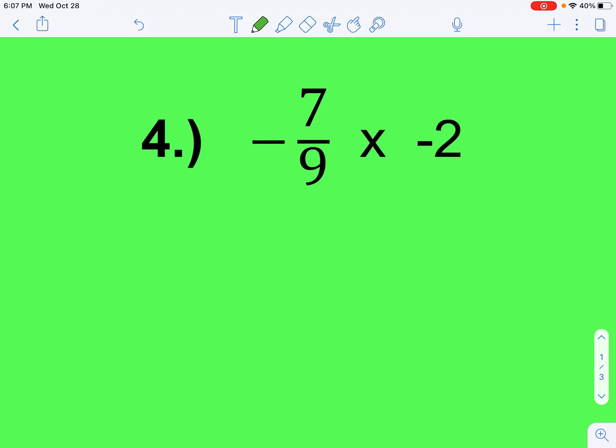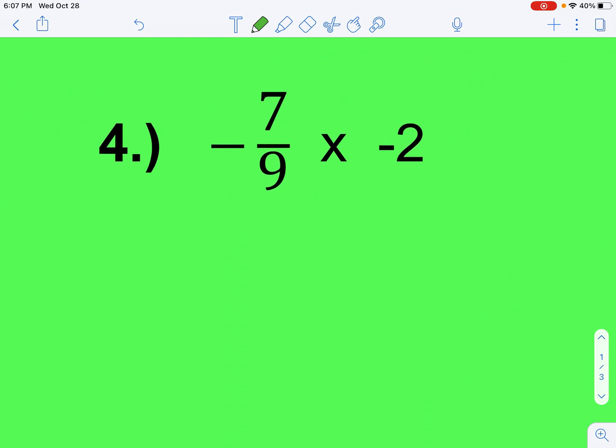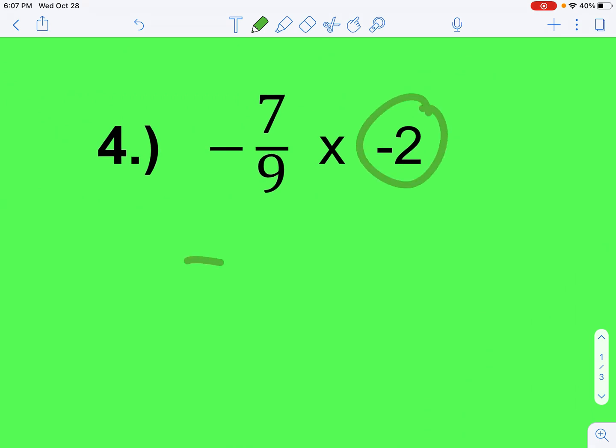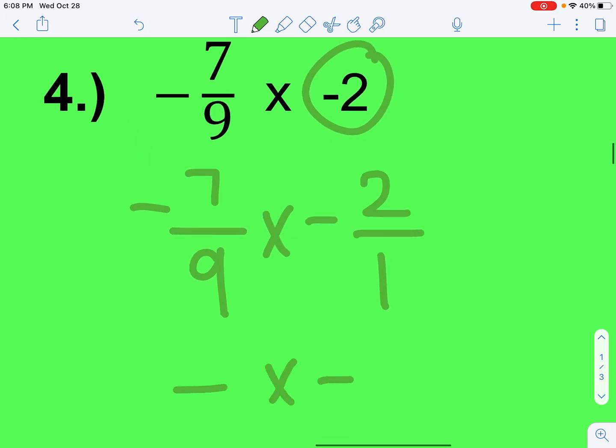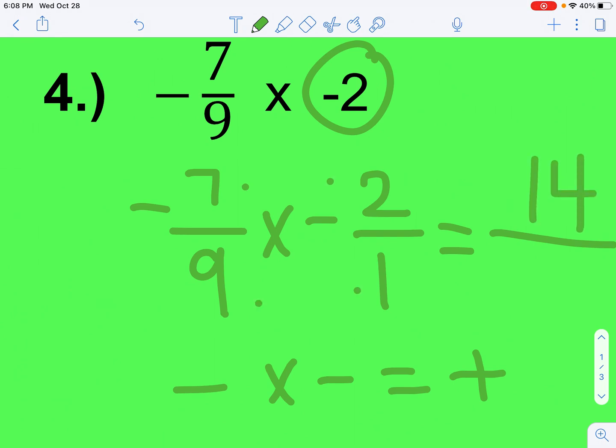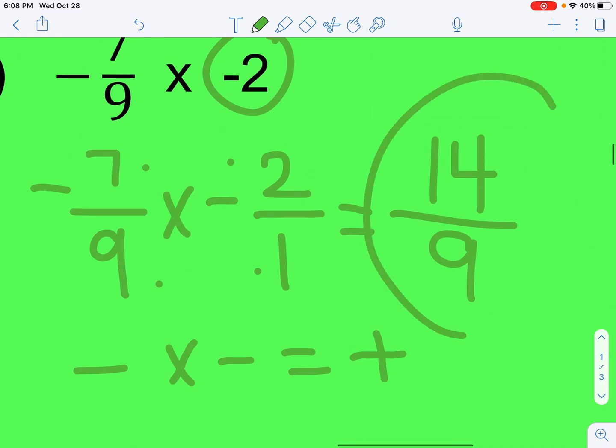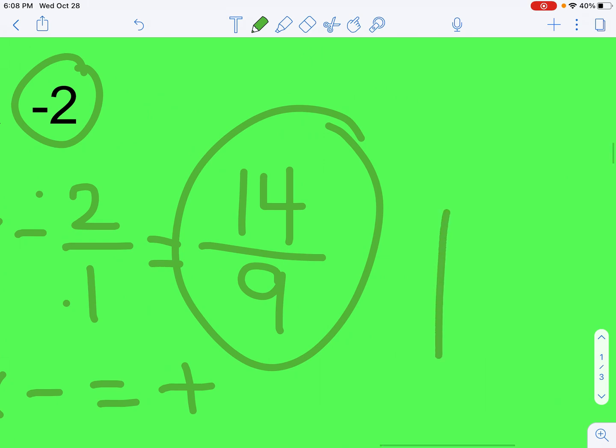Alright, one last problem. I'm taking -7/9 times -2. So again, -2 isn't written like a fraction. To do that, all you have to do is write -2/1. That is the exact same thing. Alright, let's figure out what our sign will be. I'm taking a negative times a negative, which gives me a positive for an answer. Now we can just multiply straight across. 7 times 2 is 14. 9 times 1 is 9. 14 over 9 is my answer.